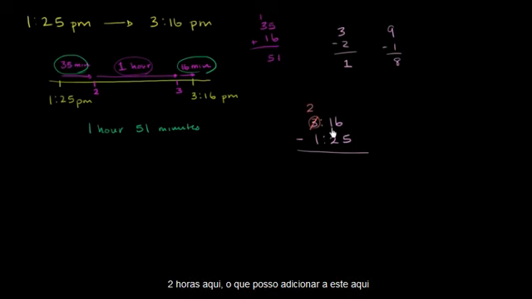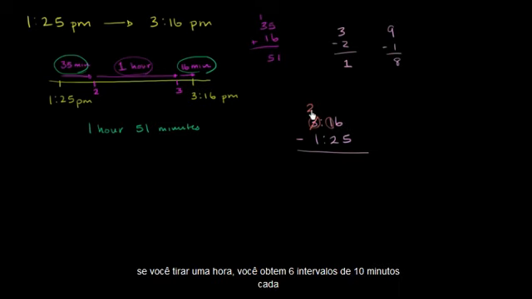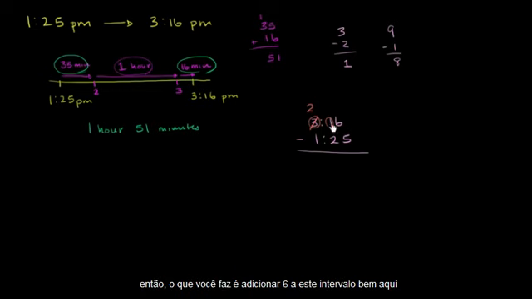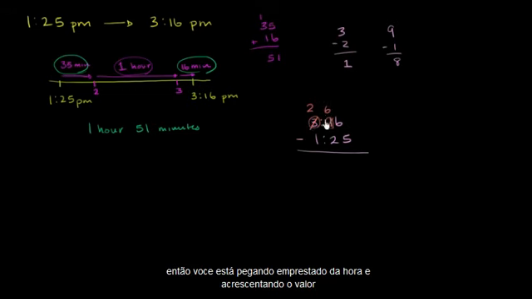What can I add to this 1? So when you do traditional borrowing, since every place is 10 times the previous place, you would add 10 to this place. But since we're talking about hours and minutes, so this is the 10-minute spot, right? This is the 1-minute spot. This is the 10-minute spot. If you take away 1 hour, you get 6 10-minute spots. So what you do is you add 6 to this spot right over here. So if you're borrowing from the hours and giving it to the tens spot of the minutes, then you'll add 6.